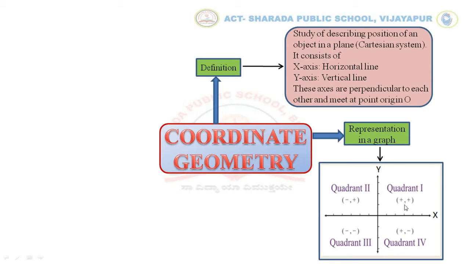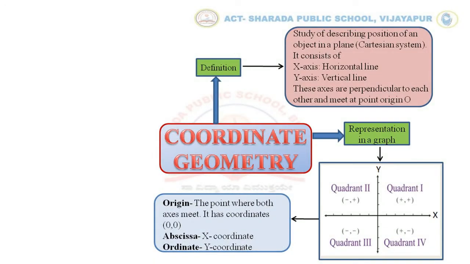The first quadrant has plus plus, the second quadrant has minus plus, the third quadrant has minus minus, and the fourth quadrant has plus minus. We can see that all four are different from one another, and we have to note that the first value is always the x-axis value and the second value is always the y-axis value.